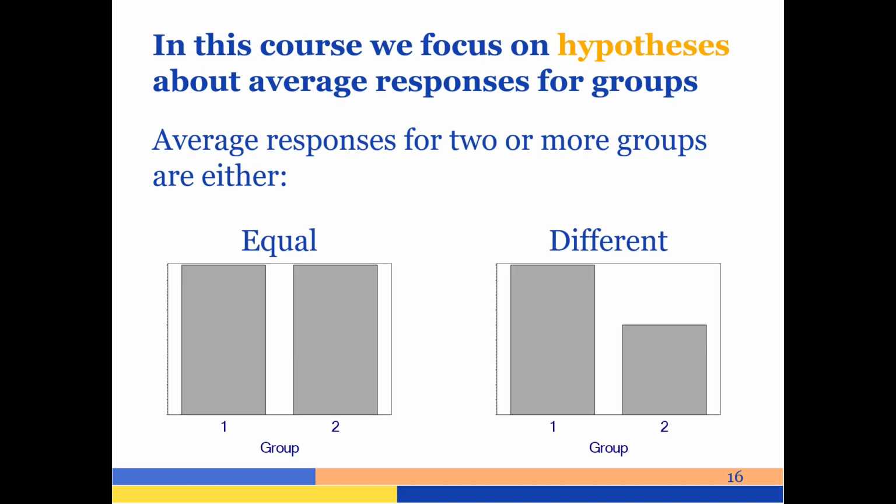In this course, we're going to focus on hypotheses about average responses from different groups. Average responses for two groups, here intuitively labeled equal and different, are either the same or different. These average responses could be on virtually any measures like educational achievement or health outcomes. As a reminder, our goal here is to reject the null hypothesis, and power, which is the subject of this course, is the probability of rejecting that null hypothesis.